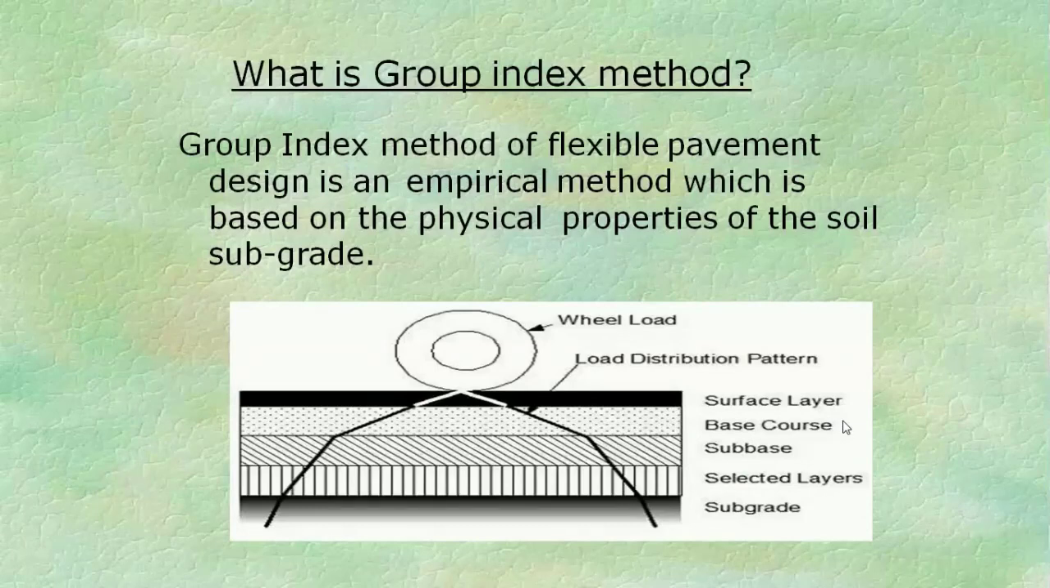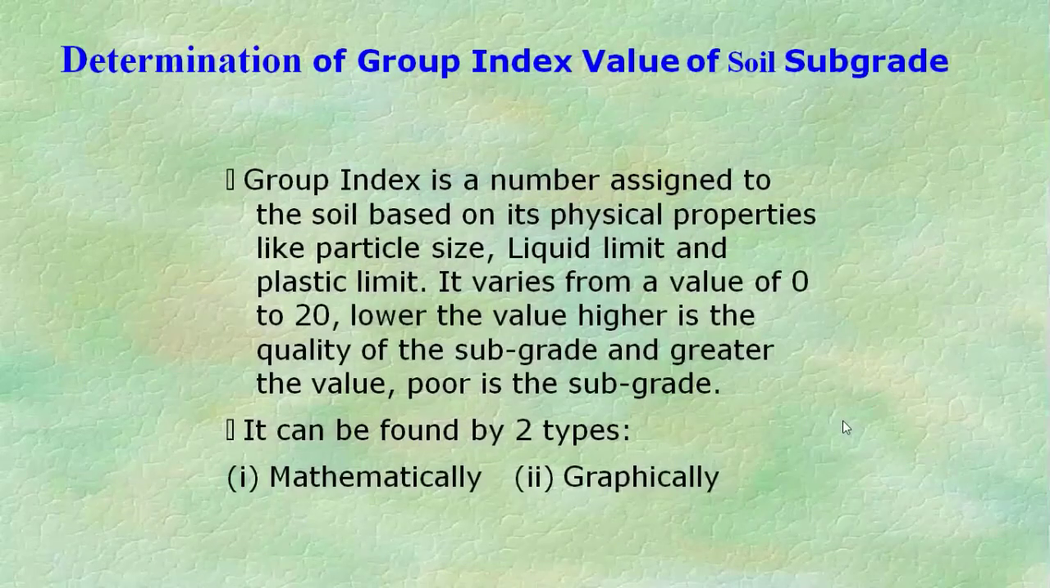The group index method of flexible pavement design is an empirical method which is based on the physical properties of the soil subgrade. Fine grained soil of each classification group exhibits a wide range of properties as subgrade material. In order to classify the fine grained soil within one group and to judge its suitability as subgrade material, an indexing system has been introduced in the HRB classification, which is termed the group index.